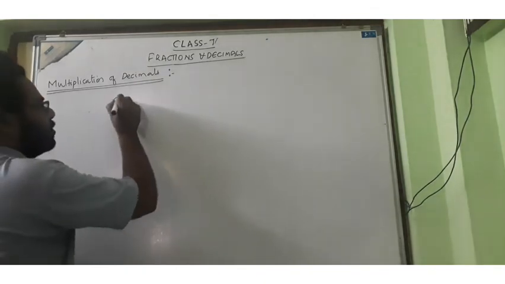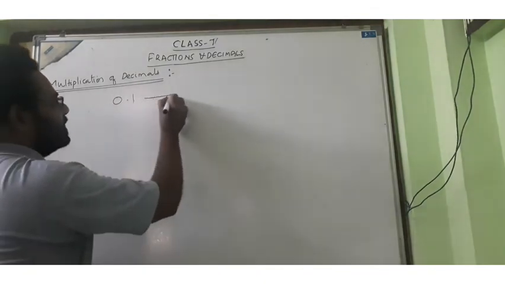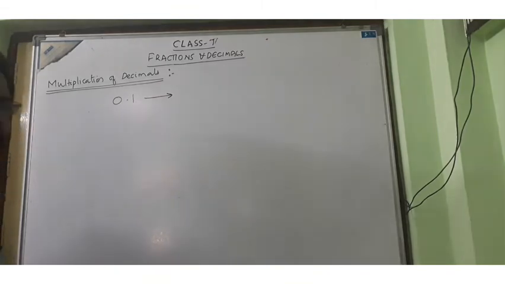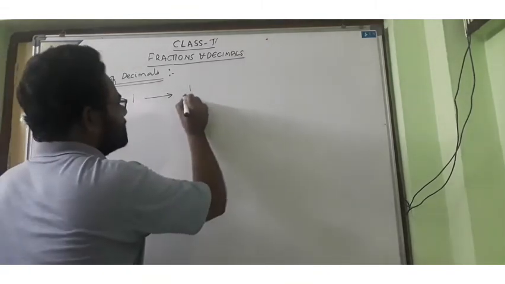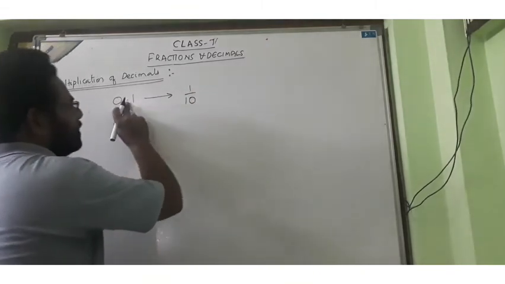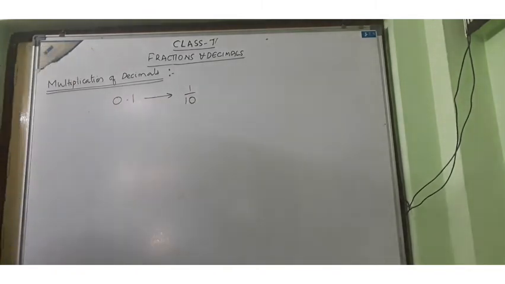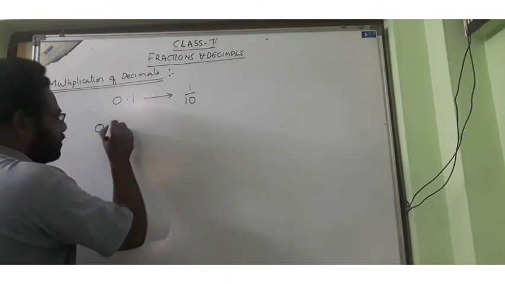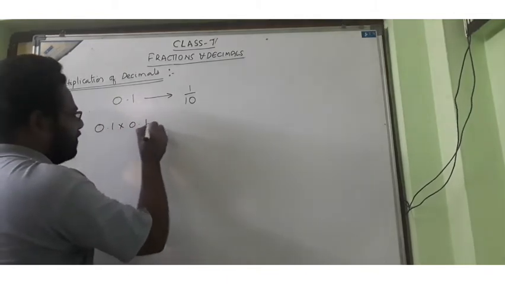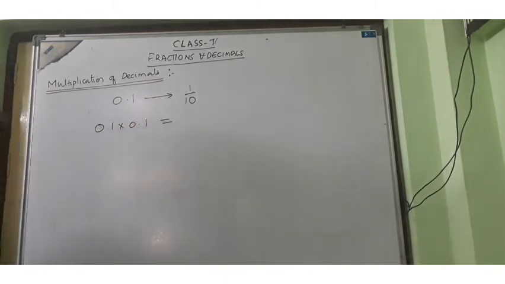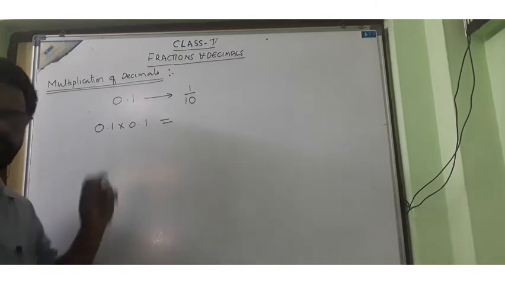Decimal number means what we can write. Suppose 0.1 is a decimal number. So what is the meaning of 0.1? It is 1 by 10. After the point, one digit is there, so you have to divide by 10. 1 by 10th part. Now I am going to multiply 0.1 with another 0.1. These two are the multiplication of two decimal numbers.